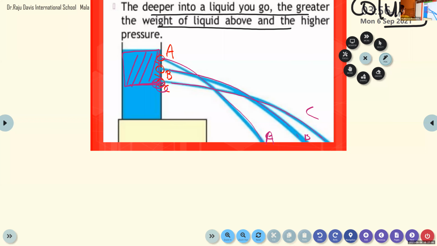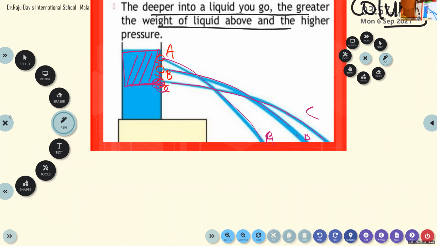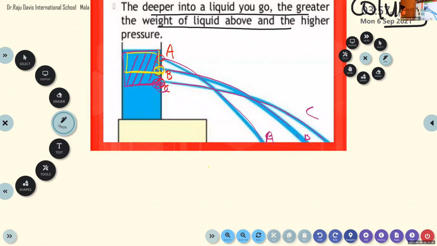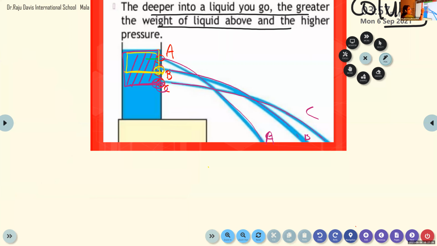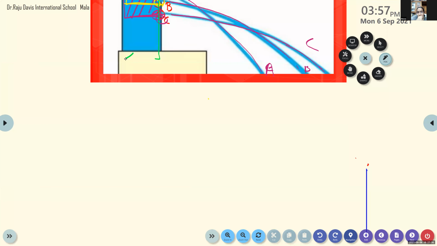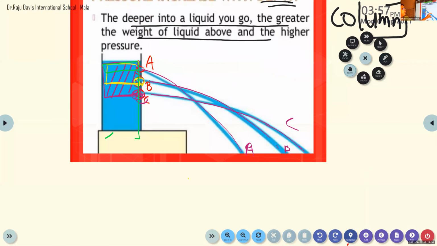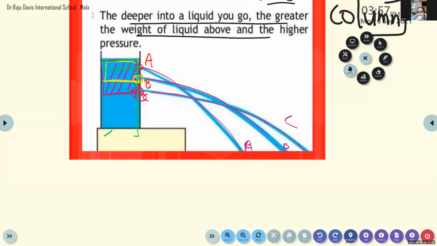Now you look at B. As you go to the top, on B only this much liquid is exerting. So pressure is less. Why is pressure less? At this point B, there is a small amount of water, a small amount of liquid. And when you go to the next point, A, A has very little water compared to C and B, so it also experiences very little pressure.